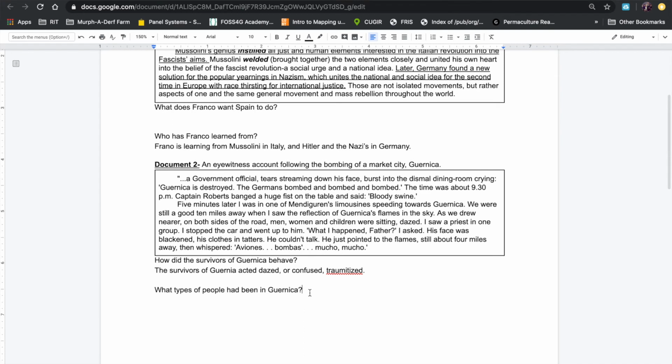What types of people had been in Guernica? To me, when I read that, let me underline my evidence for number one. Women and children were sitting dazed. Saw a priest and he couldn't talk. That's some solid evidence right there. What types of people did they see? Men, women, and children. Priests. They're probably Spanish.